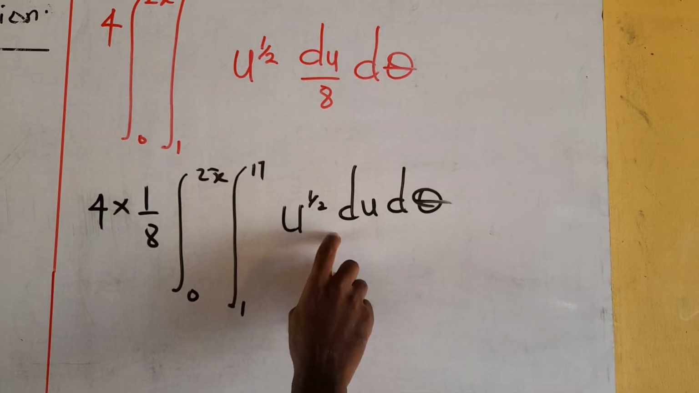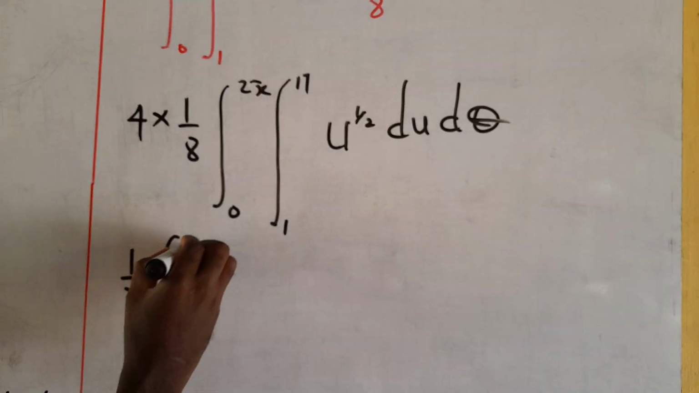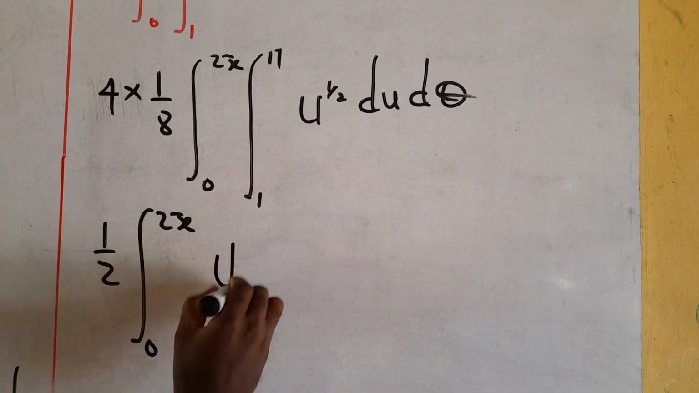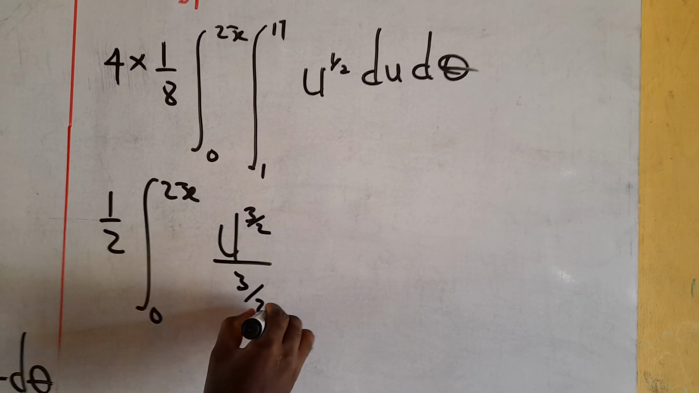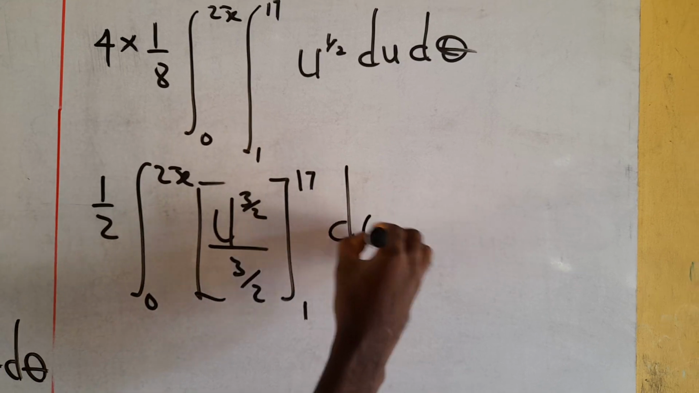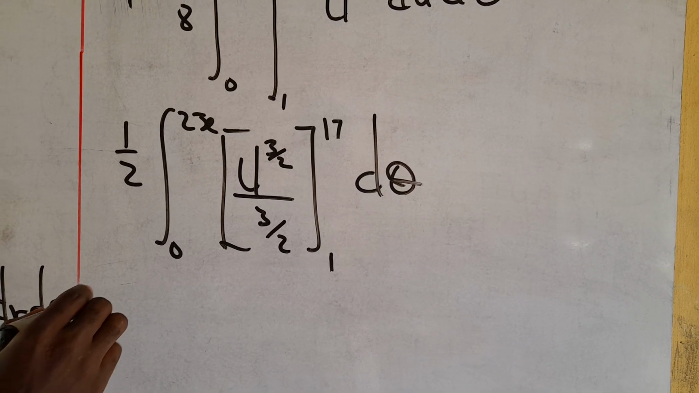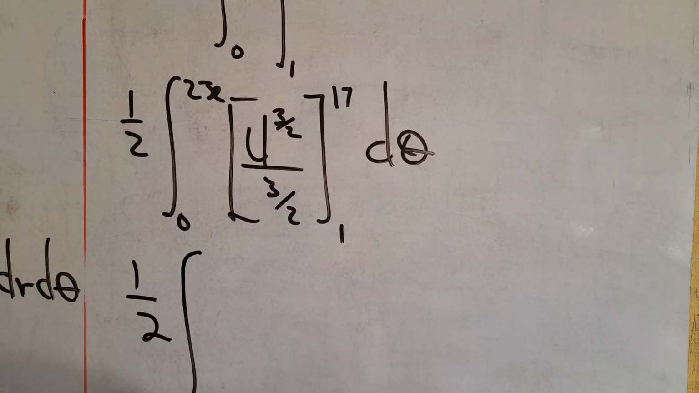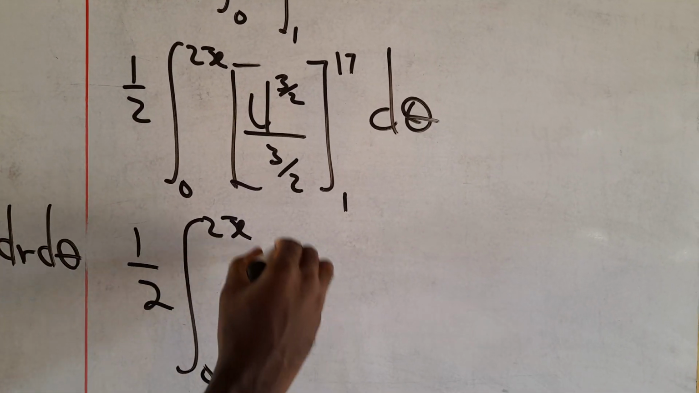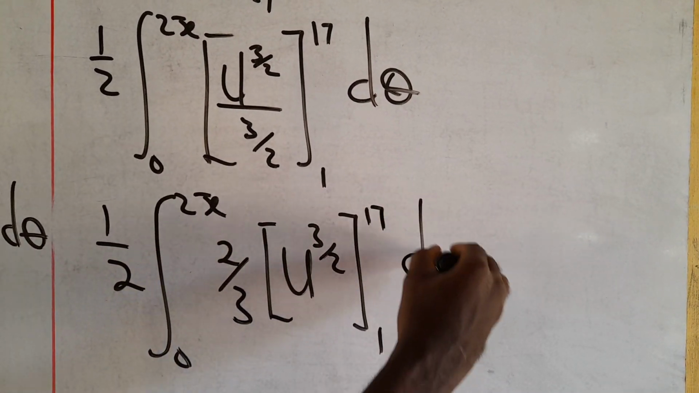Now we can integrate this with respect to u. 4 times 1 over 8 will give me half. Integral spanning from 0 to 2 pi. Since we are going to integrate, we leave the integration for the u. When we integrate this, we have u exponent 3 over 2 over 3 over 2, substituting from 1 to 17, d theta. So we can reciprocate this. That will become 2 over 3. So we have 1 over 2, integral spanning from 0 to 2 pi, 2 over 3, u exponent 3 over 2, substituting from 1 to 17, d theta.